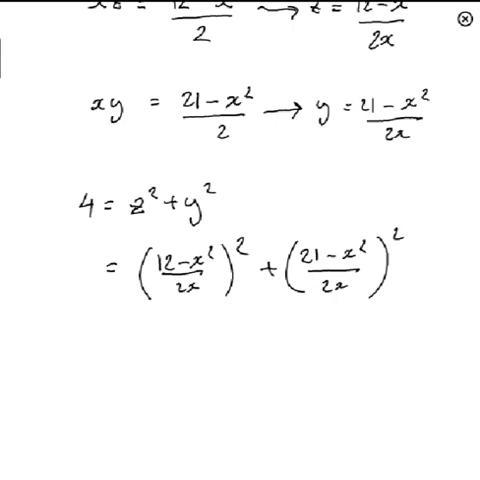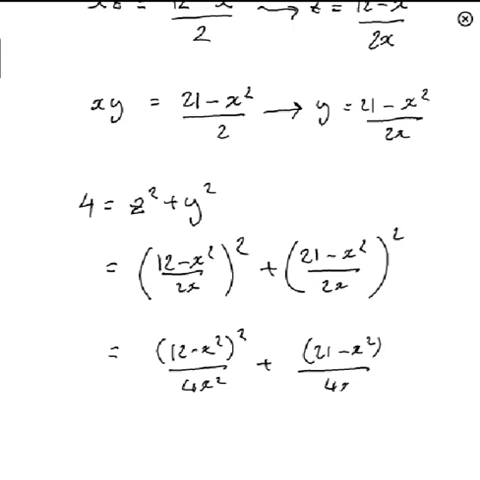Actually, let's just do a little bit more simplification here. So I've got (12 minus x squared) all squared over 4x squared, plus (21 minus x squared) over 4x squared. And that's all squared, remember? Now, why is that important?